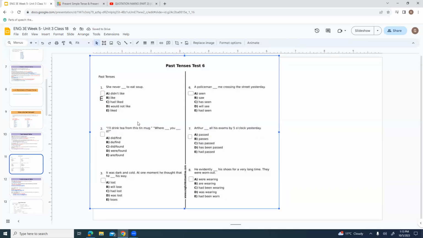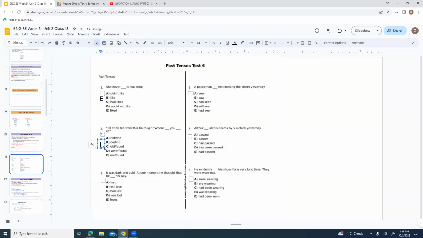Okay. I'll drink tea from this tin mug. Where something, you something, it. So I'm going to go with where did you find it? Or where do you find it? Do would be happening right now. No. Where did you found it? Where were you found it? No. Where are you found it? For this one, the very first one was kind of it all along, and you could tell it just kind of sounds right, right? Where are you? No, where did you find it? Where did you find it?